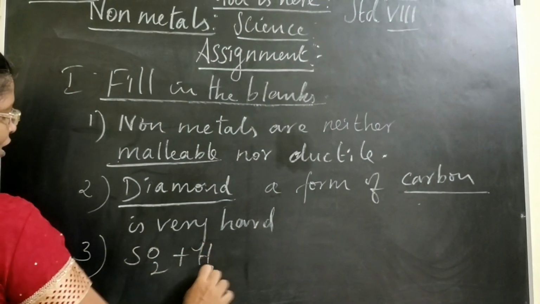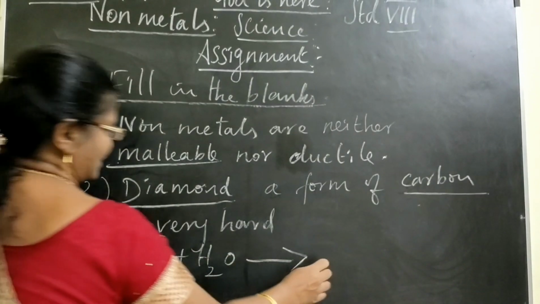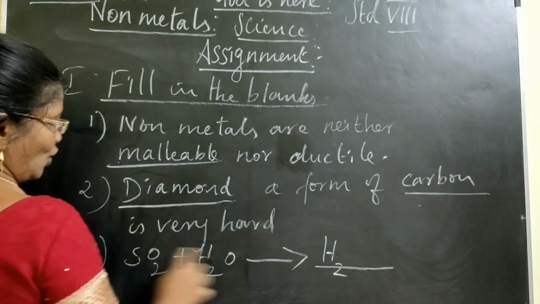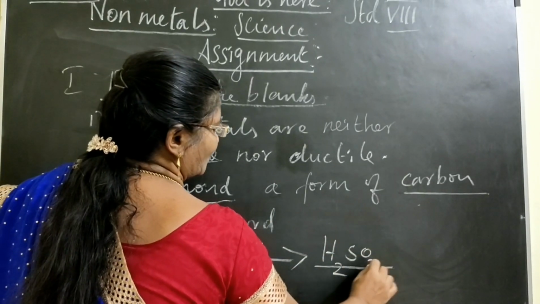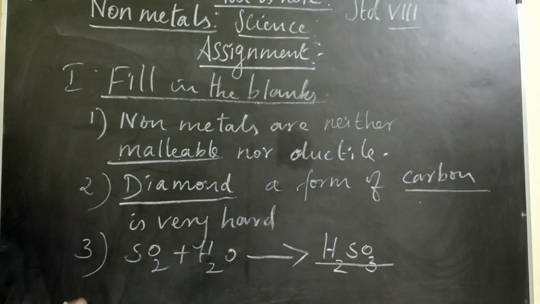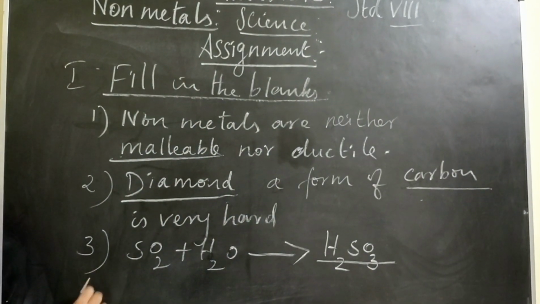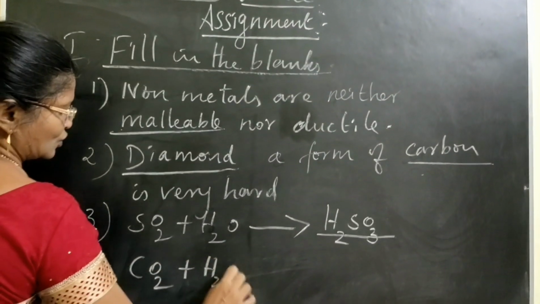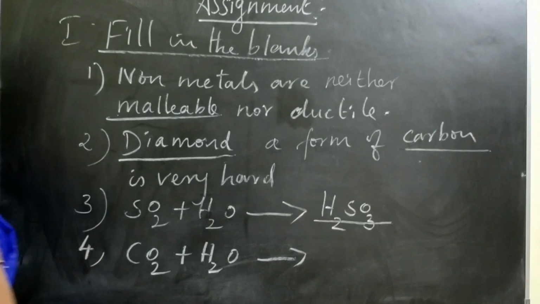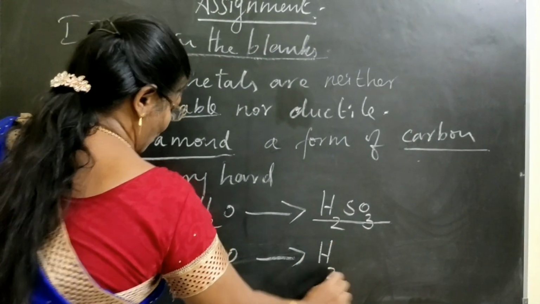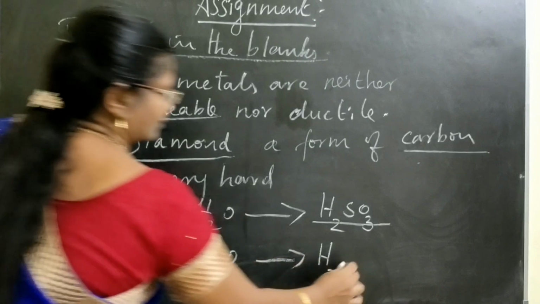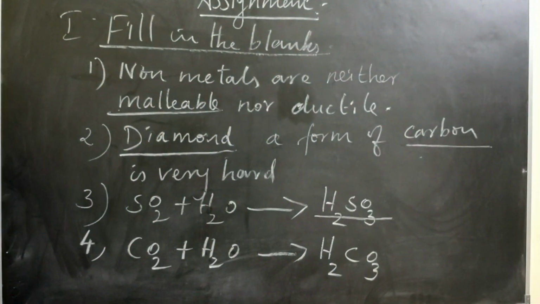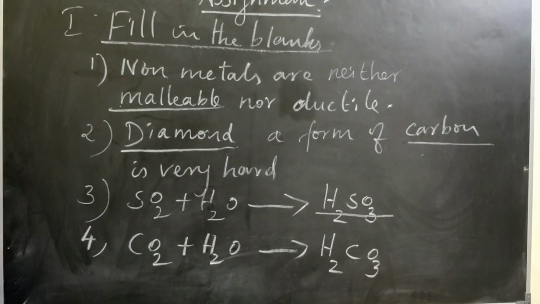SO2 plus H2O gives. What's the answer? H2SO3, sulfurous acid. Fourth one. CO2 plus H2O gives. What's the answer? H2CO3, carbonic acid.